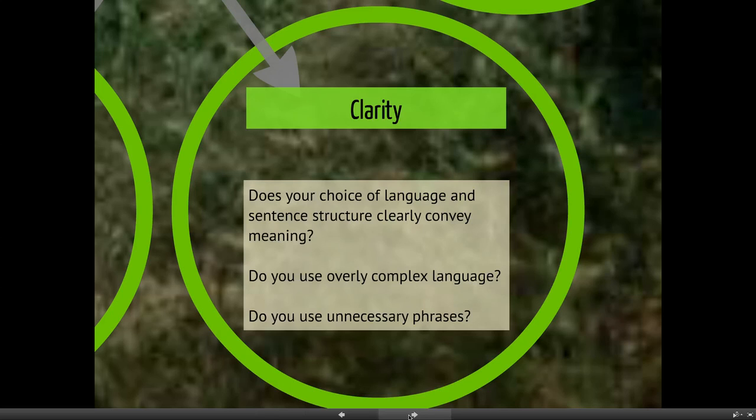Check too whether you've used overly complex language, and if you have, whether you've used it appropriately and accurately. And have you used unnecessary phrases? Have you padded out your essay? If so, you need to think about getting rid of these and replacing them with some more content or research.